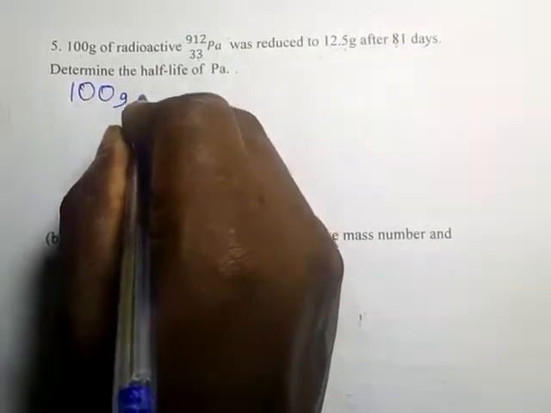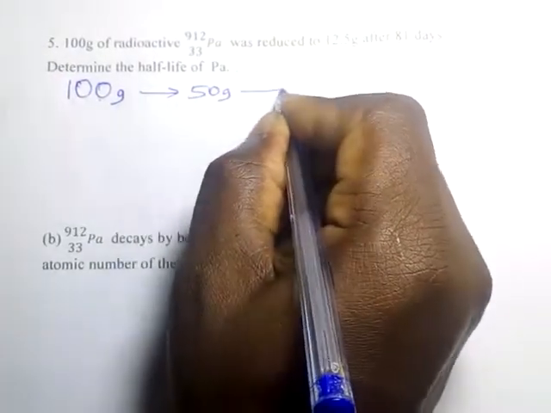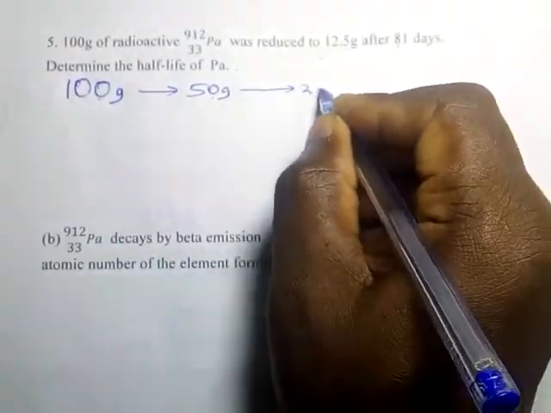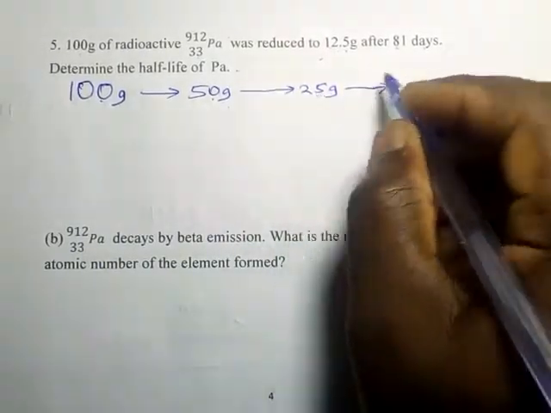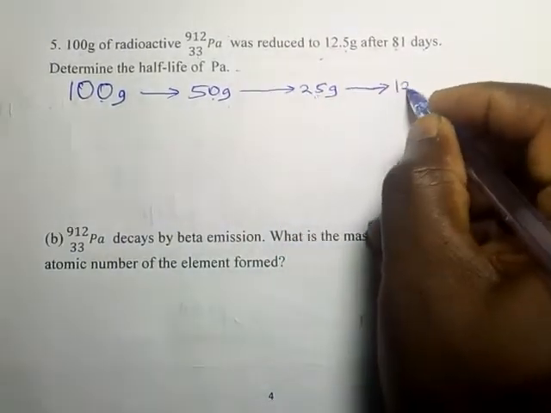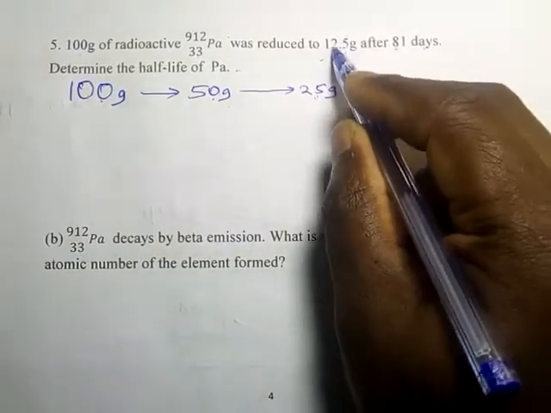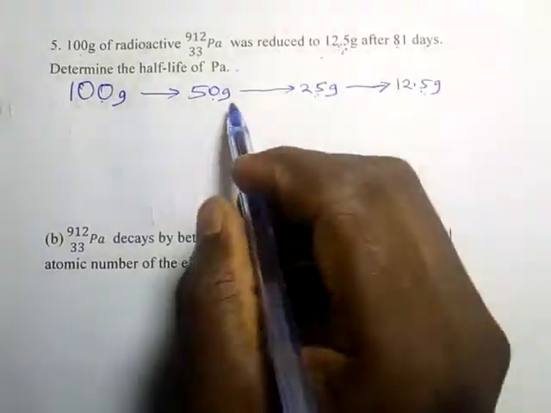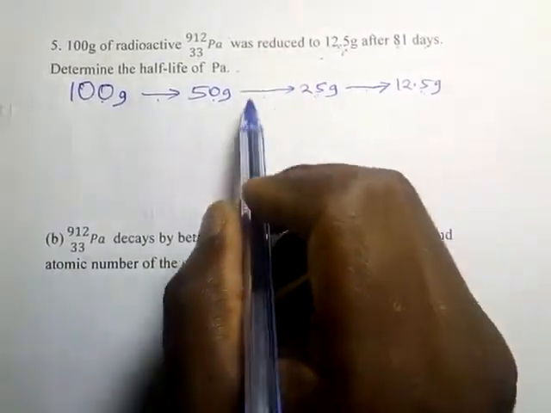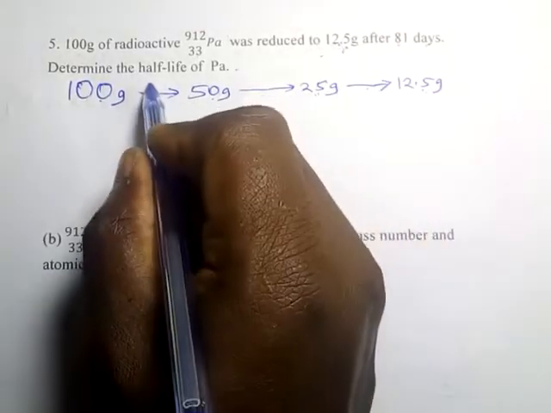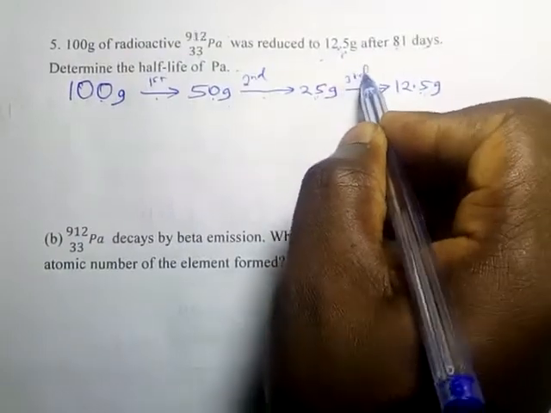just write the halves. From 100 we have 50 grams. From 50 we have 25. Use your calculator if you have a problem in maths. From 25 we have 12.5 grams, and this is the final. They need the remaining amount. So we have how many half-lives? 1, 2, 3. So we have 3 half-lives. This is the first, second, and third.